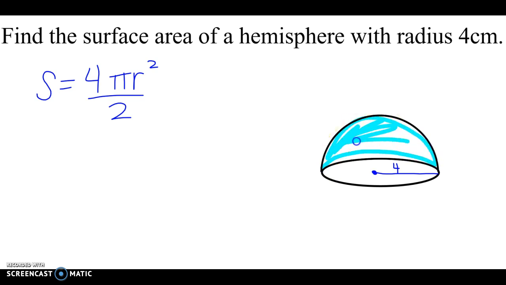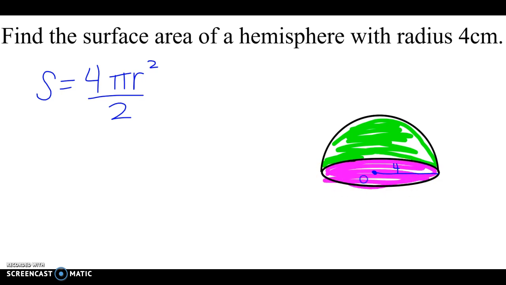This outside. I like to think of it as like a watermelon. So the surface area is all the green, right? And when you chop a watermelon in half, you're getting rid of half of the green, but what can you now see? All the watermelon on the inside, all the pink color. So what do we have to add on?